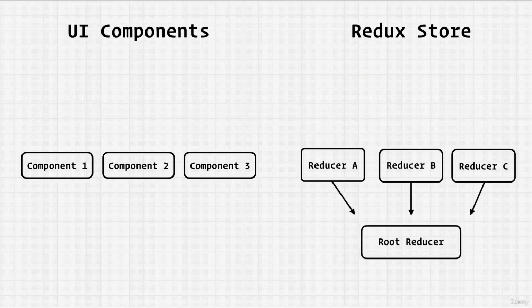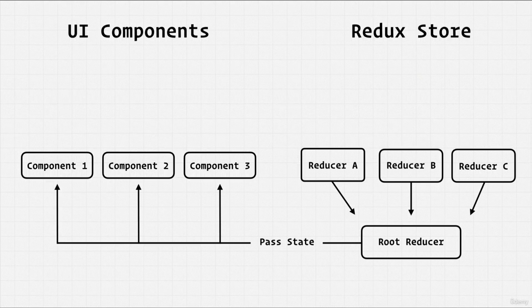These reducers all combine together into something known as the root reducer. The root reducer takes each of these and combines them into one giant reducer. From this reducer, we will then pass state into component 1, component 2, and component 3. You pass the entire state object. You don't just pass reducer A's value or reducer B's value. You pass the entire state object through to component 1, component 2, and component 3.